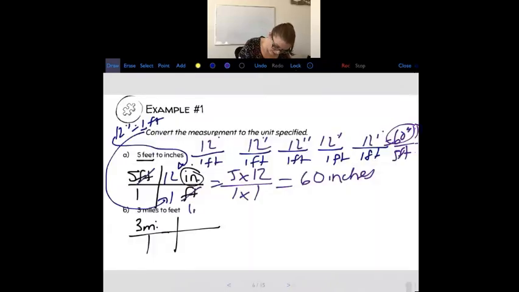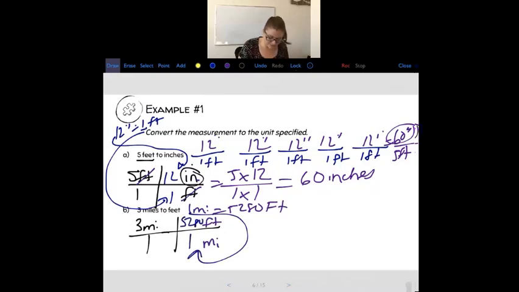So 1 mile equals 5,280 feet. Okay, we want to end on feet, and we want to cancel out miles. So that's how we build these fractions or this visual for dimensional analysis. 1 goes with miles, and 5,280 goes with feet.